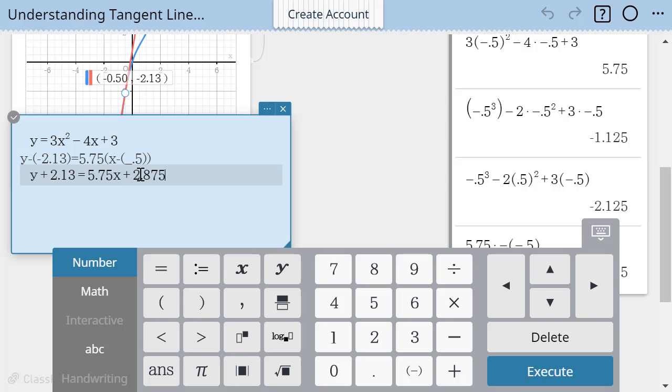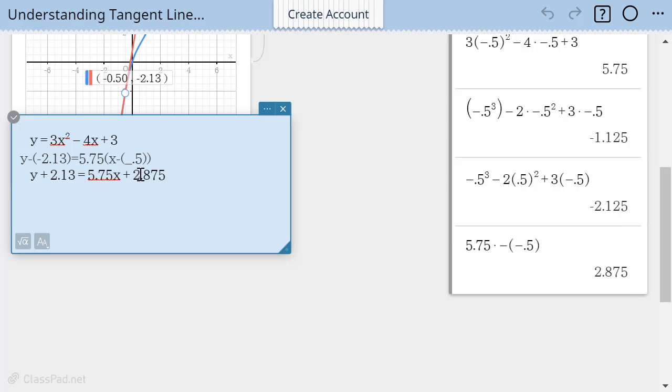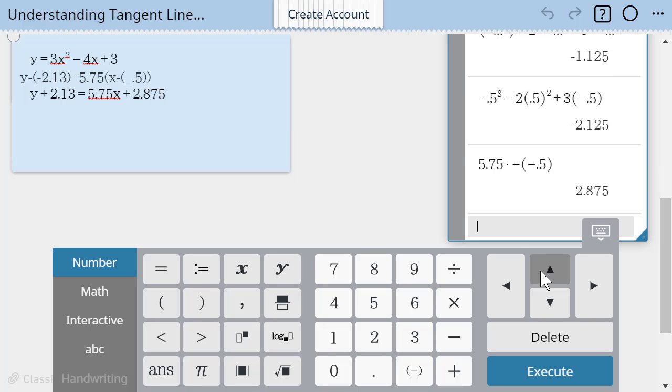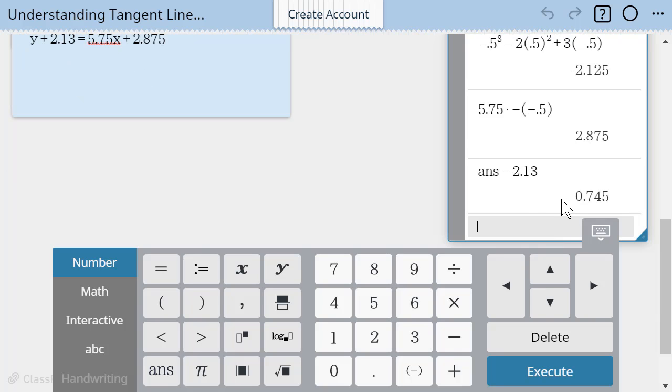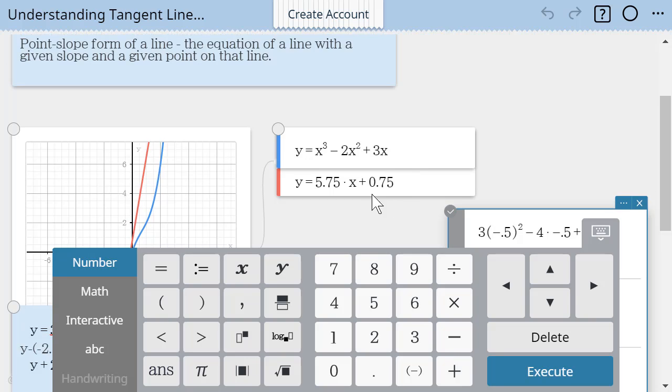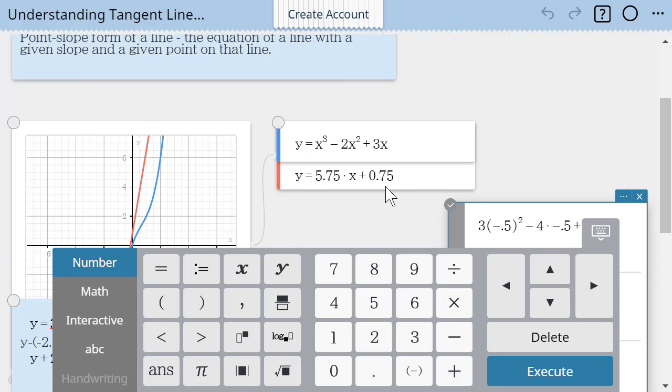So right now, all we're doing is algebraic manipulation, right? We're just changing one form of the equation to an equivalent form, from point slope form to slope intercept form. And so now I'm going to subtract 2.13 from both sides. So let's just do that, 2.13 from both sides. And that gives me 0.745, or rounded 0.75. So that's where that number's coming from.